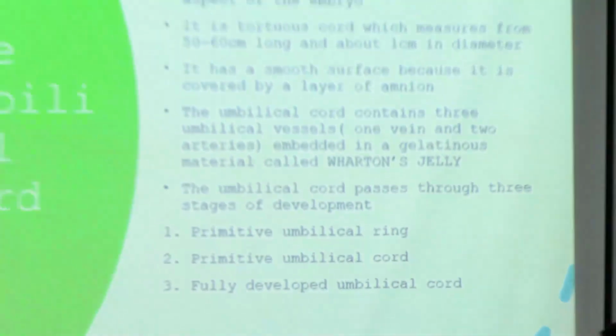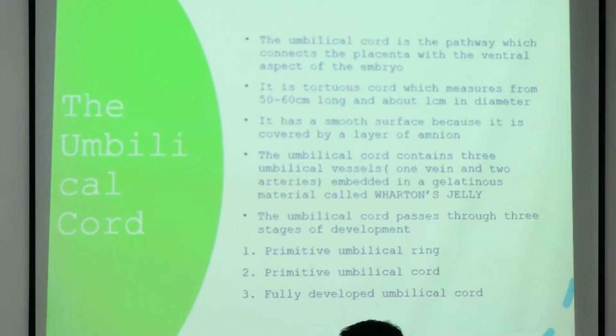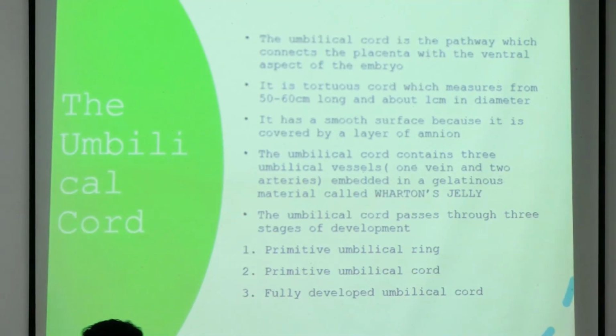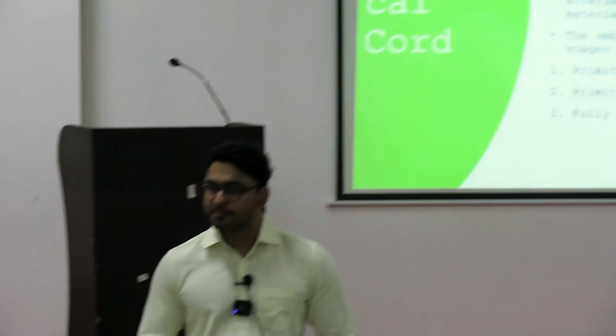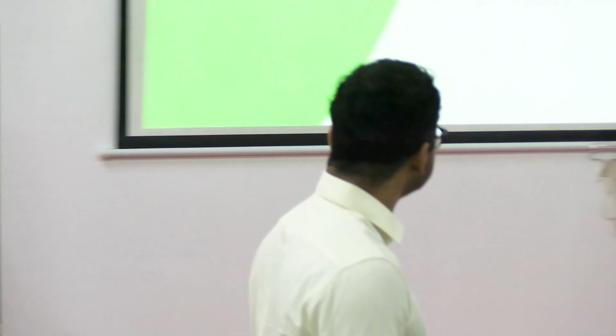The umbilical cord is 50 to 60 centimeter long. If it is too long, it is problematic. If it is too short, it is problematic. Too long, it can wrap around the baby's neck, and a loop of cord around the neck can choke the baby. When it is too short, there is chance of placenta getting separated from its base.